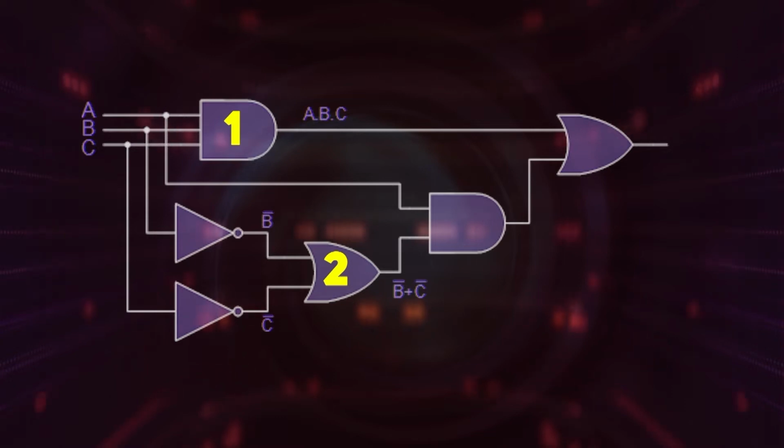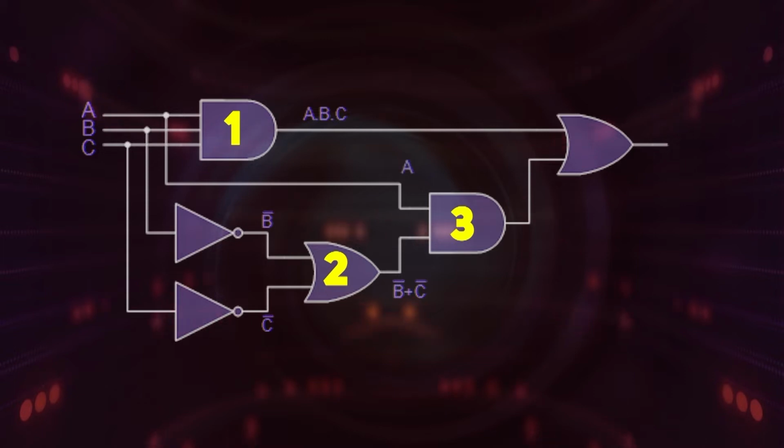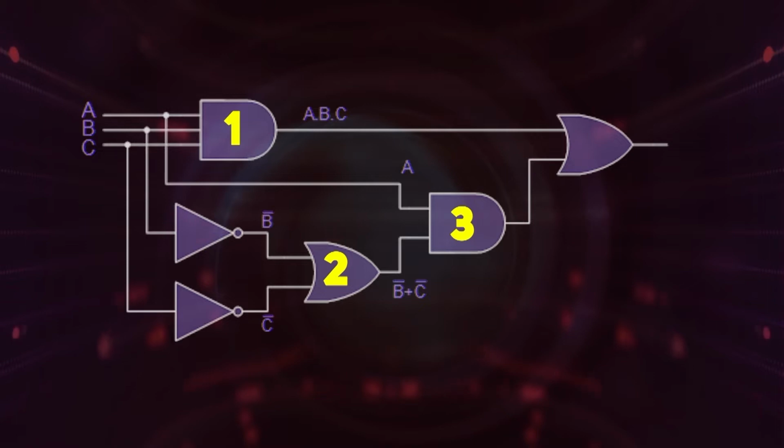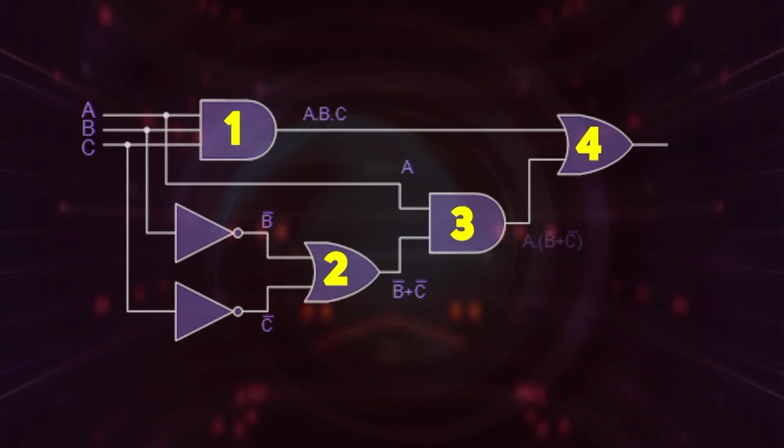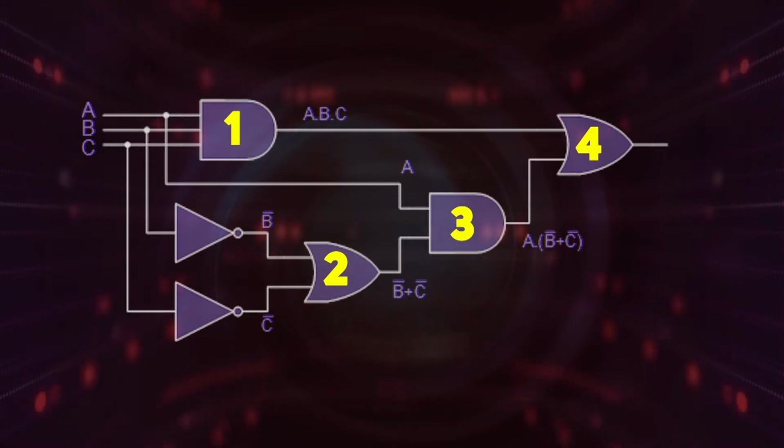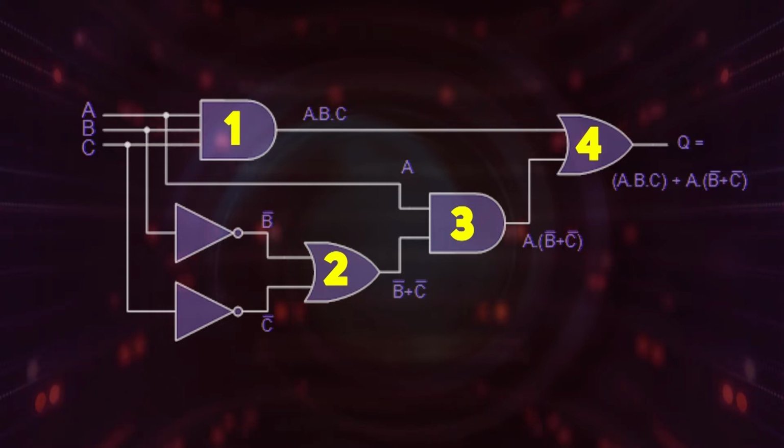When we proceed to the third gate, we have two inputs. One is A and the other is the output of gate 2, the OR gate. In turn, the OR gate, that is the logical gate numbered 4, receives two inputs, ABC and A dot B complement plus C complement, and it generates the final Boolean expression ABC plus A dot B complement plus C complement.